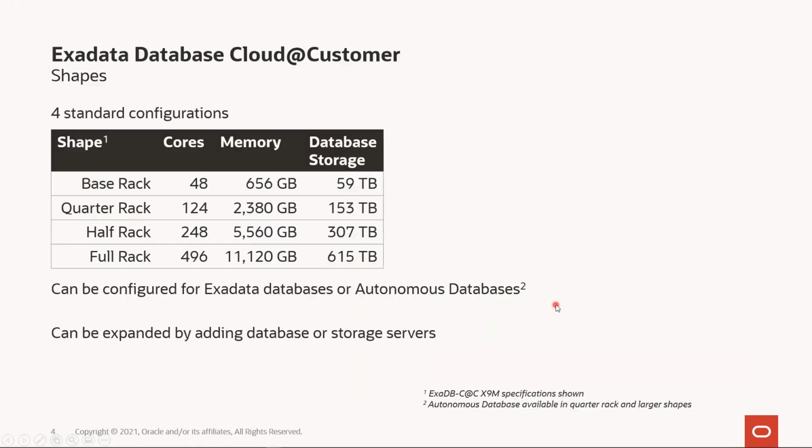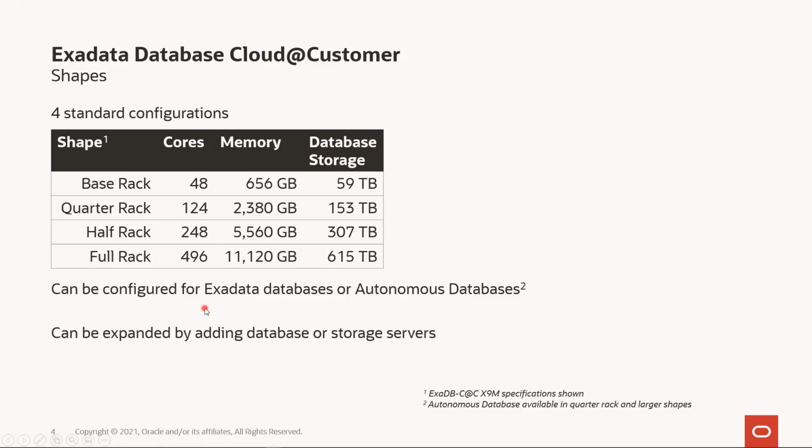As far as shapes are concerned, we have 4 standard shapes, as you can see, base all the way to full, with varying capacities of compute and storage. And they can be configured for either an Exadata database or autonomous database. So autonomous database is available for anything above a quarter rack with the Cloud Customer.